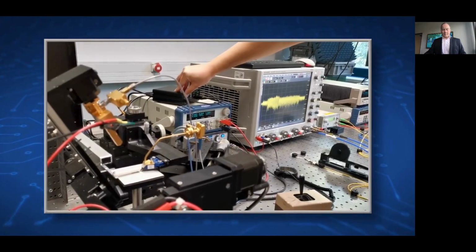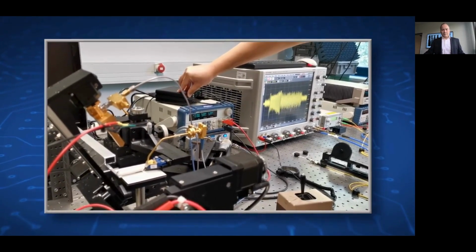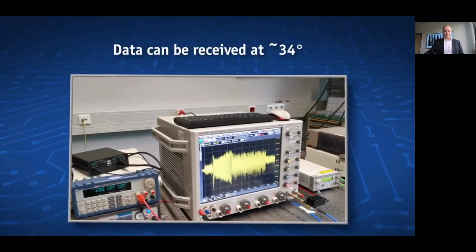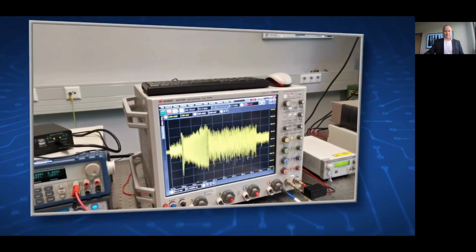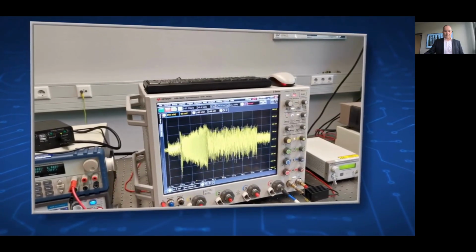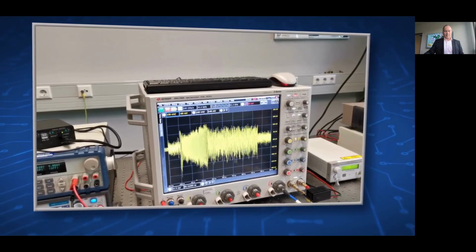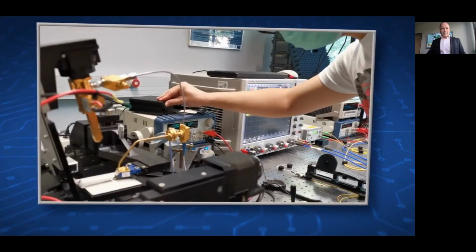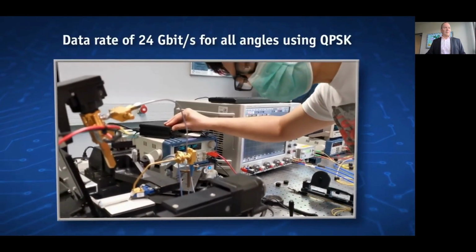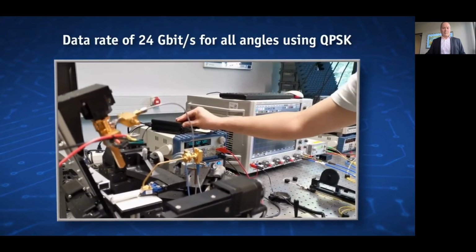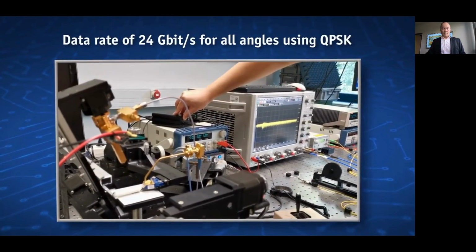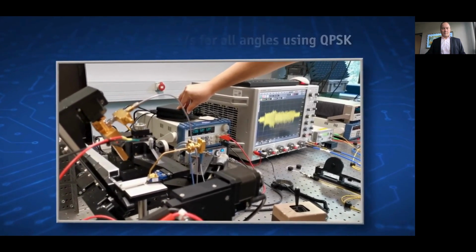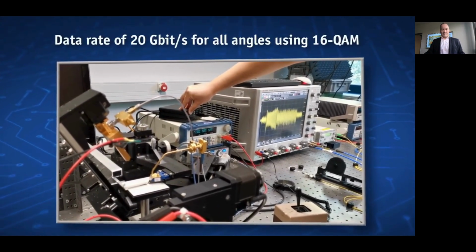Due to the frequency change, the antenna beam now points at an angle of 34 degrees. After adjusting the terahertz receiver to the new transmission angle, the data signal can be detected again and shows the same performance as before. For all angles, a minimum data rate of 24 gigabits per second is achieved using QPSK modulation and a bandwidth of 12 gigahertz. Also, higher order modulation is possible.